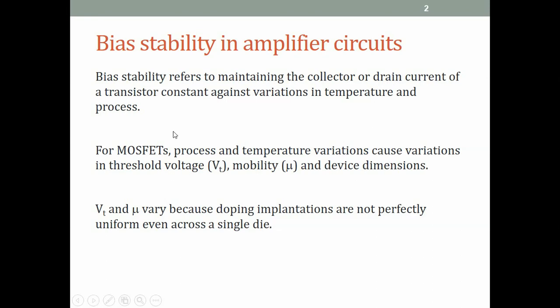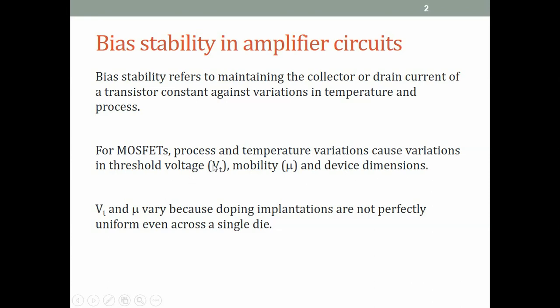In MOSFETs, process and temperature variations cause variations in threshold voltage, mobility, and device dimensions. So, process variations cause changes in VT, mobility, and device dimensions. Temperature variations cause changes in VT and mobility. Of course, the temperature doesn't affect device dimensions.